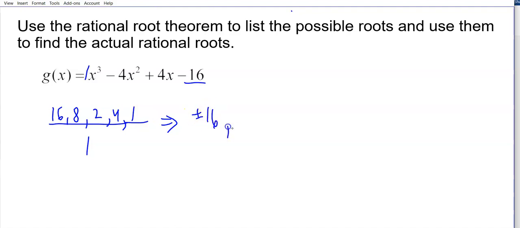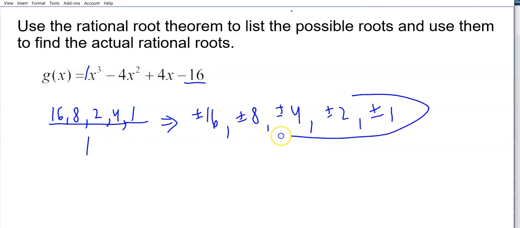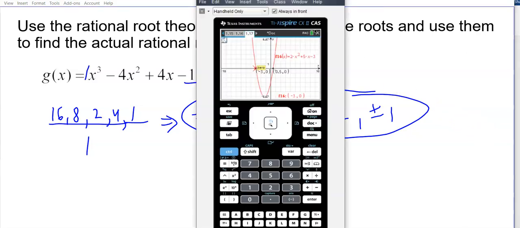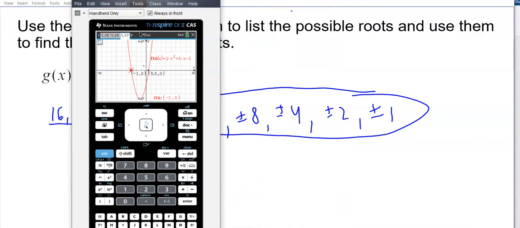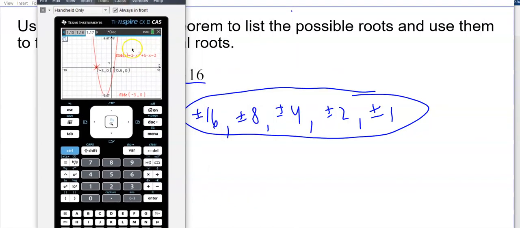So plus or minus 16, plus or minus 8, plus or minus 4, plus or minus 2, and plus or minus 1. So this is the list of all the possible rational zeros. If there's a rational zero, it's going to come from that list. I'm positive about that. I don't know if any of those are actually solutions, but I know it's going to come from that list if there are nice rational solutions.